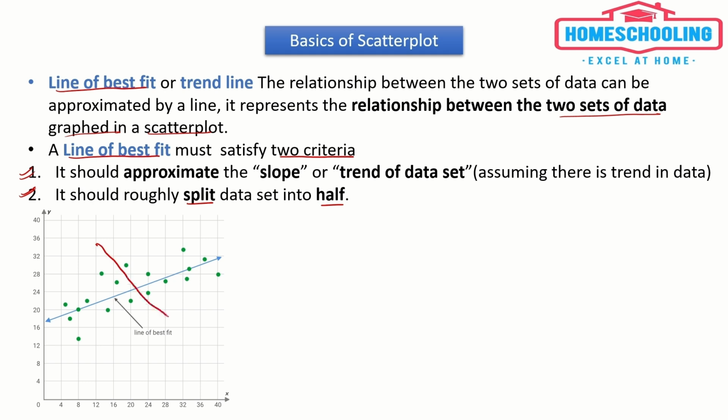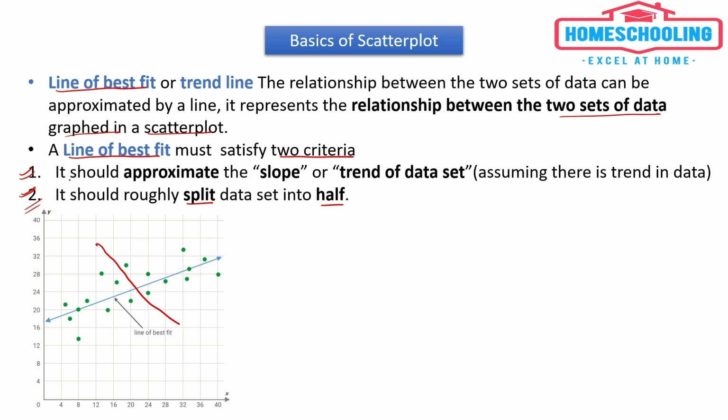If I make a line of best fit like this, does this line satisfy the criteria of a line of best fit? So let's check one by one. It should roughly split the data set into half. So let's count 1, 2, 3, 4, 5, 6, 7, 8, 9. So we have 9 on the right side of the line, and 1, 2, 3, 4, 5, 6, 7, 8, 9 data points on the left side of the line of best fit. So it is satisfying condition number 2.